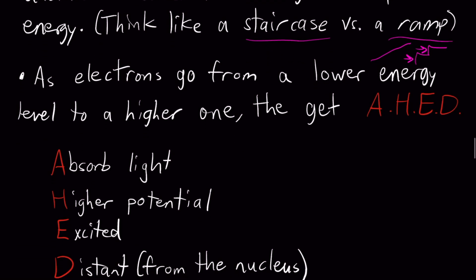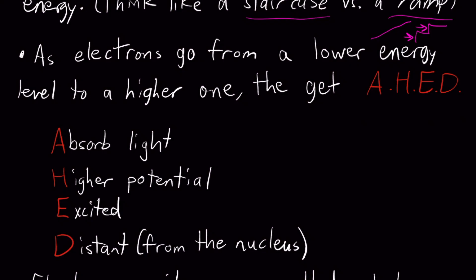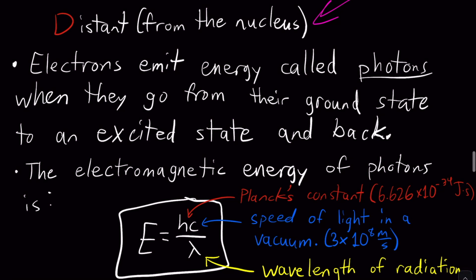So here's a way to remember the important stuff for an electron. As electrons go from a lower energy to a higher one, they absorb light. They get a higher potential energy. You can call them excited, right? The excited state. And they are further away from the nucleus, so they're distant from the nucleus.